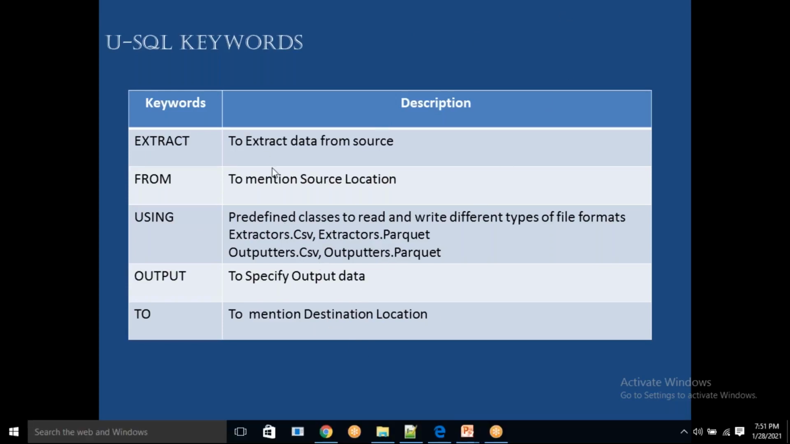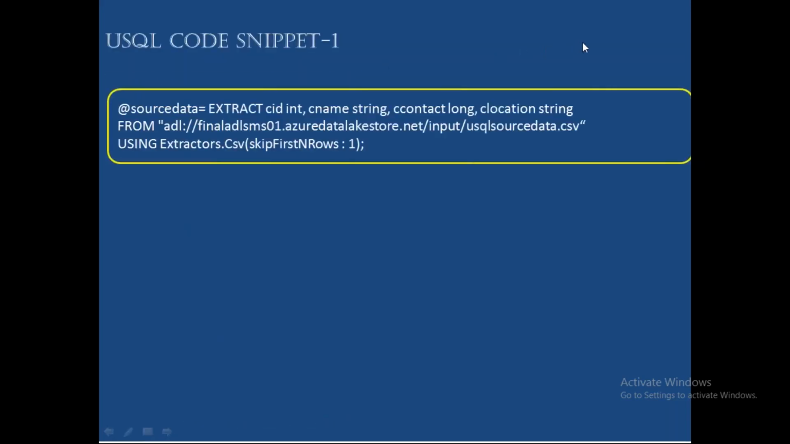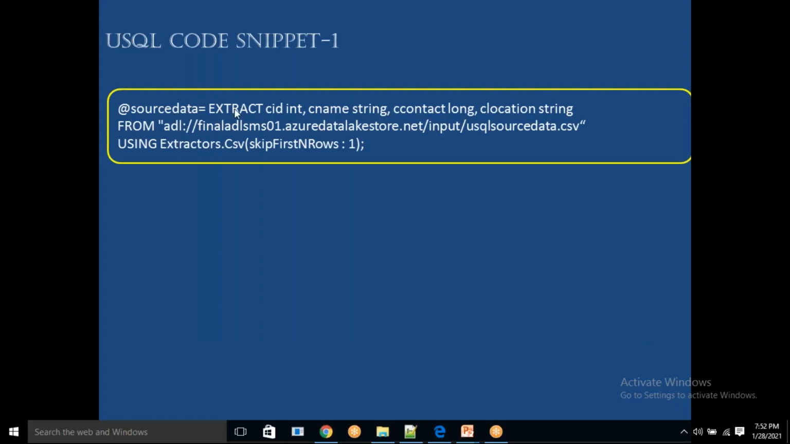This slide is important. So you got some idea. I know it's not very clear, but you got some idea what each keyword is doing. Okay, let's talk about some code snippets to get more idea. Code snippet one. Let's talk about EXTRACT.